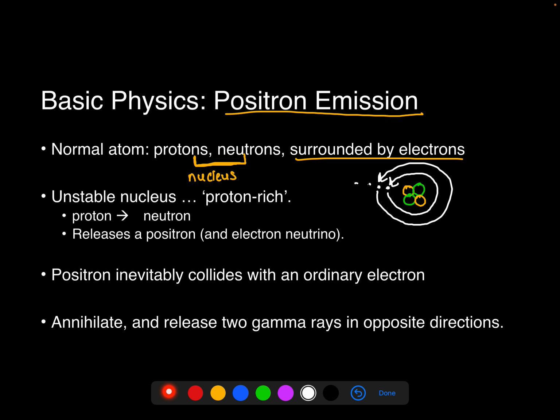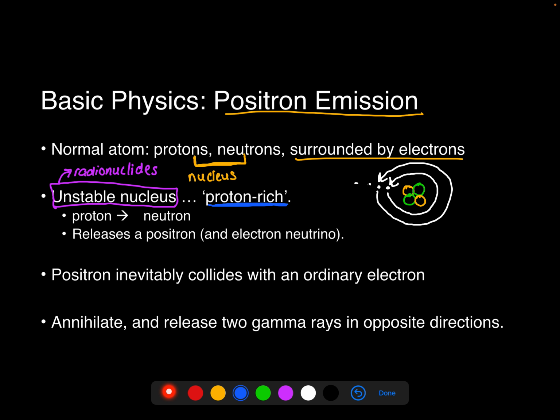However, sometimes in nature and from lab creations, we have something that are called unstable nuclei. Unstable nuclei cannot last for long. These are also known as radionuclides, because they produce radio frequencies. One example of an unstable nucleus is one that is proton rich, and this is the one that emits positrons.